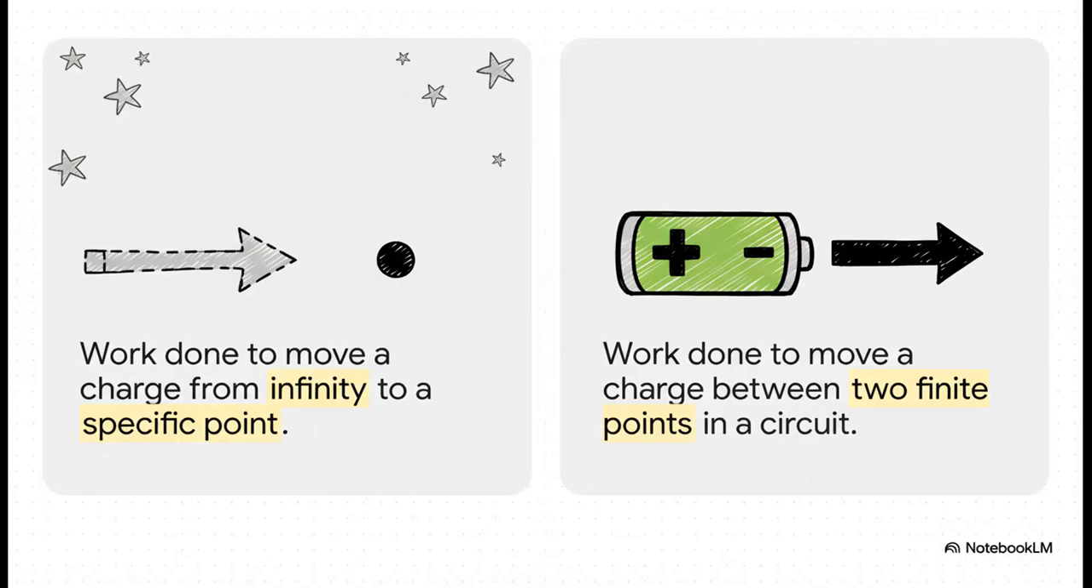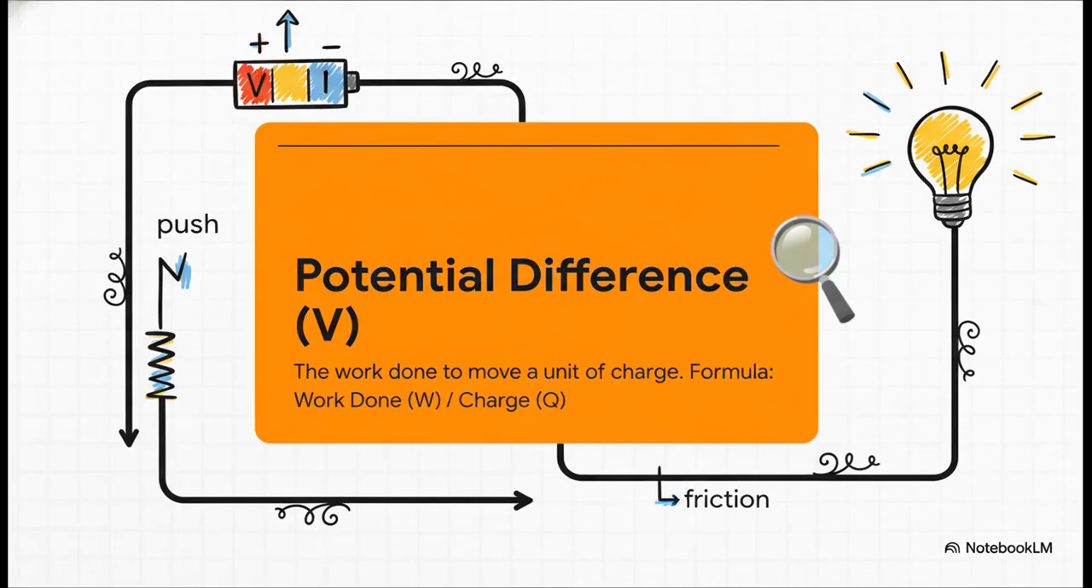Now, here's a super important distinction we need to make. On one hand, you have electric potential, which is this big, kind of abstract, theoretical idea about bringing a charge from infinitely far away. But what we actually care about in a real circuit is potential difference. That's the measurable energy it takes to move a charge between two specific points, like from the positive to the negative terminal of a battery. And of course, there's a beautifully simple formula for this. The potential difference, which we represent with a V for volts, is just the amount of work you do, W, divided by the amount of charge you're moving, Q. You can really just think of it as the energy per charge.